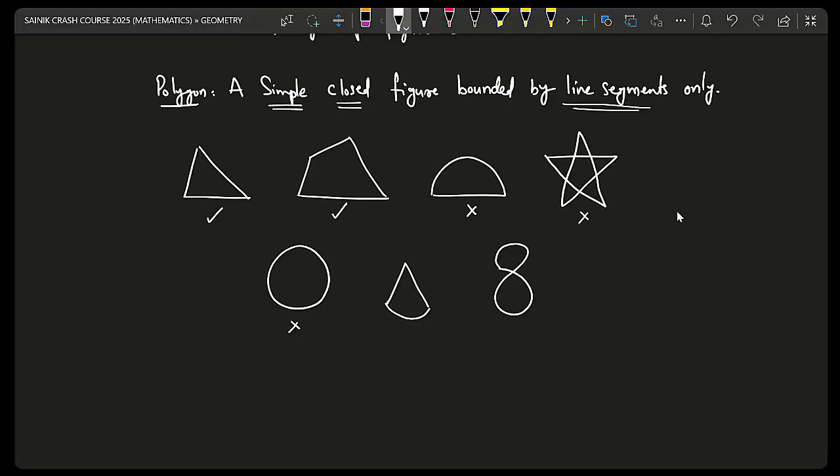Nishil, can you say the next figure, that is a sector of a circle? Is this a polygon or not?